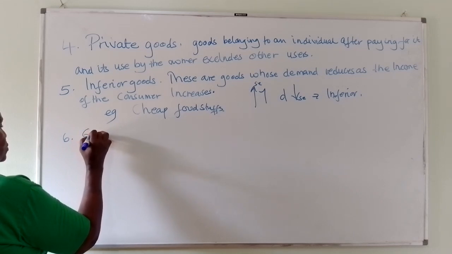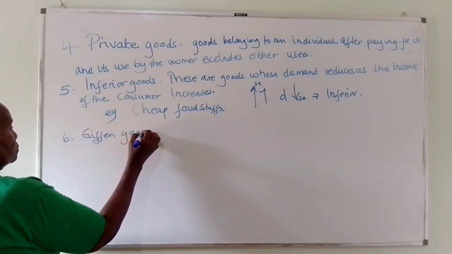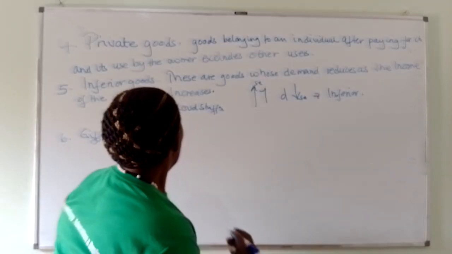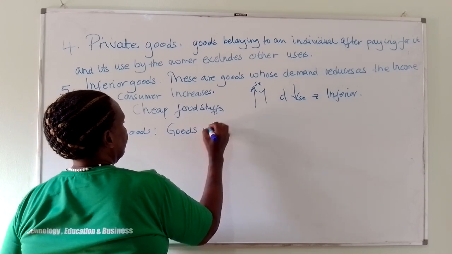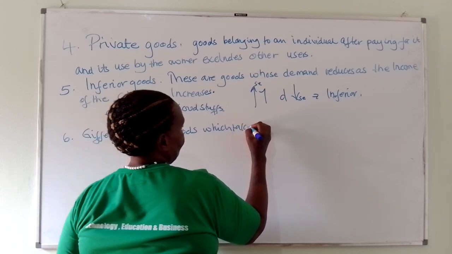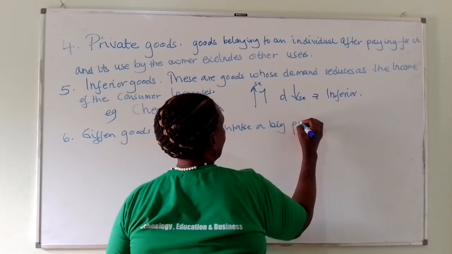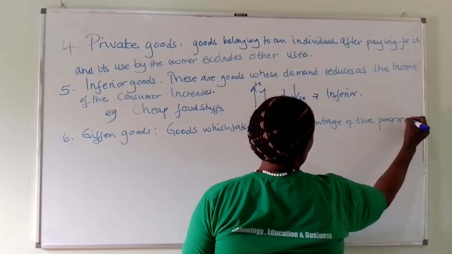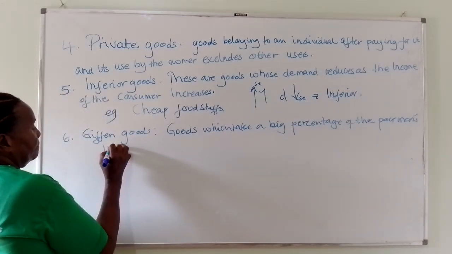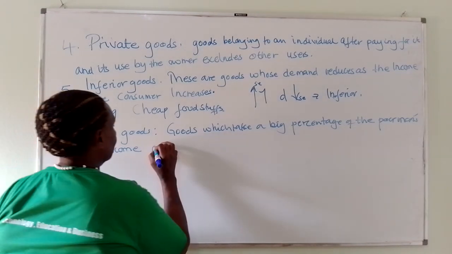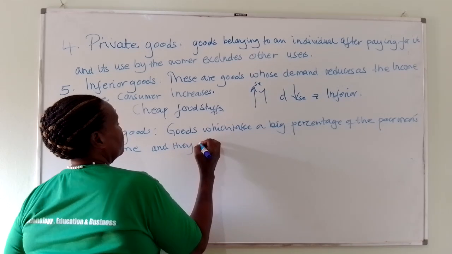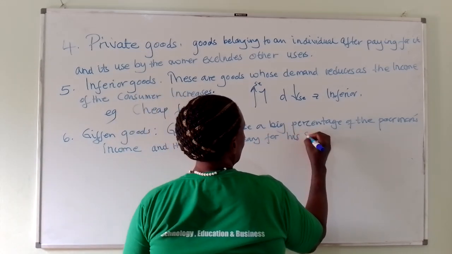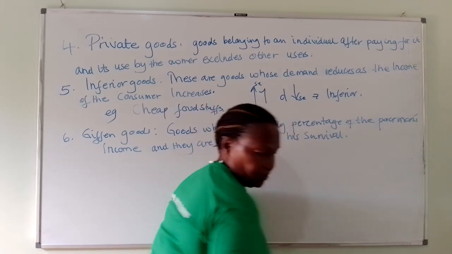Then we have giffen goods. These are goods which take a big percentage of the poor man's income, and they are necessary for his survival.